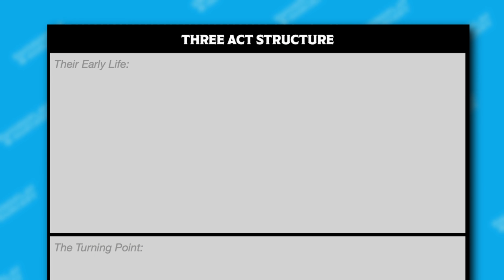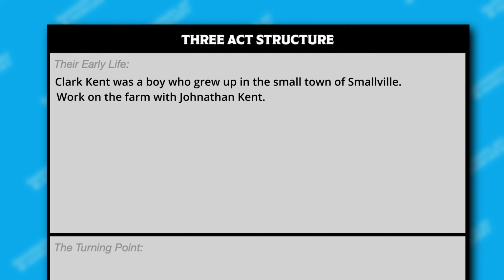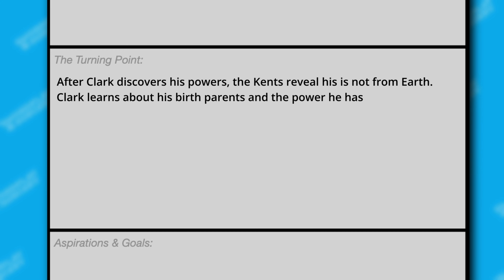The early life is going to cover everything in their life before the turning point. For example, Clark Kent was a boy who grew up in the small town of Smallville. He worked on the farm with Jonathan Kent and helped Martha Kent wash the dishes every night. Next up, the turning point. What happened to your character that changed the course of their life? After discovering strange abilities, the Kents decide to show Clark that he is not of this world. He learns who his birth parents were and the powers that he has been blessed with.